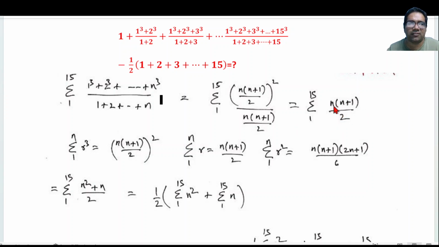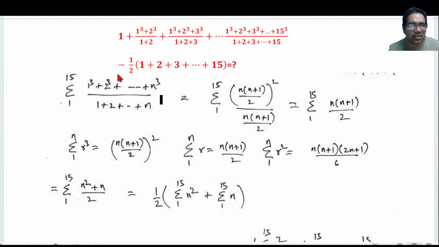Basically, this we have to sum over 1 to 15, while n equals 1, n equals 2, n equals 3, up to n equals 15. What exactly is this? This is n square plus n by 2, which is equal to half of n square plus n. We can take the sigma inside: half of sigma 1 to 15 n square plus sigma 1 to 15 n. Now let's look at the second term.